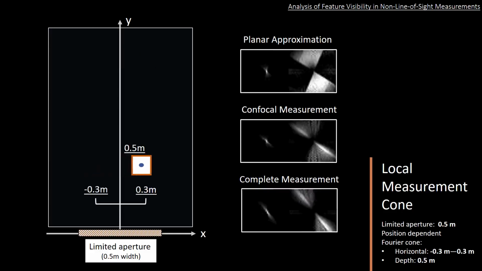Similarly to the previous situation, we now move the considered point parallel to the aperture and see that the cone actually rotates around the center point.